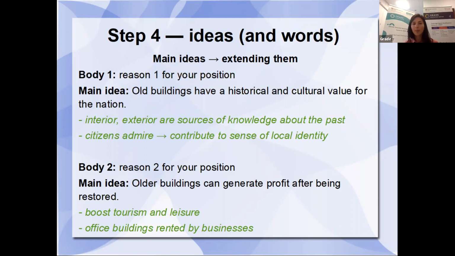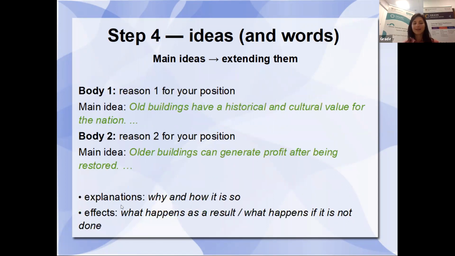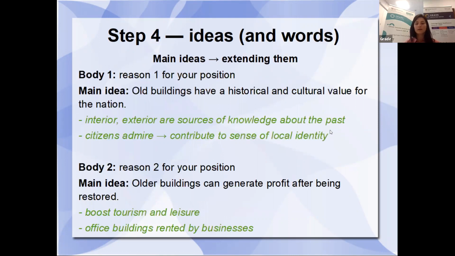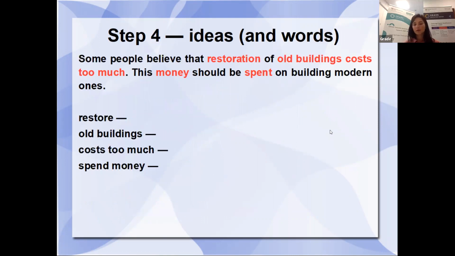So this is how we brainstorm main ideas, then extend them. Once again, we think about explanations, why and how it is so, and we think about effects. Yeah? And if we can, we give examples. Right. Then, a part of step 4, and we have seen it actually in the post that you made, is brainstorming vocabulary. It happens without any additional effort. It just pops up. Yeah? Some nice words.